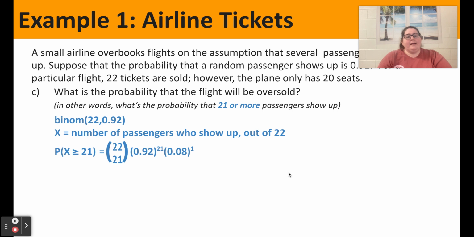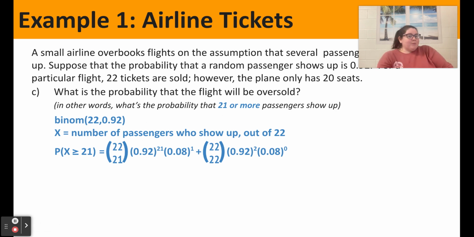Formula-wise, that's basically 21 people show up. So there's our formula for 21: 22 people total, 21 show up, 0.92 to the 21, 0.08 to the 1. 21 show up, 1 didn't. And then plus the formula for 22. It's greater than or equal to 21, so if there's 22 total, it'd be 21 or 22. So there's the formula for 22. I could do this the long way in my calculator using the actual formula: 22 choose 21 times this, times that, etc.